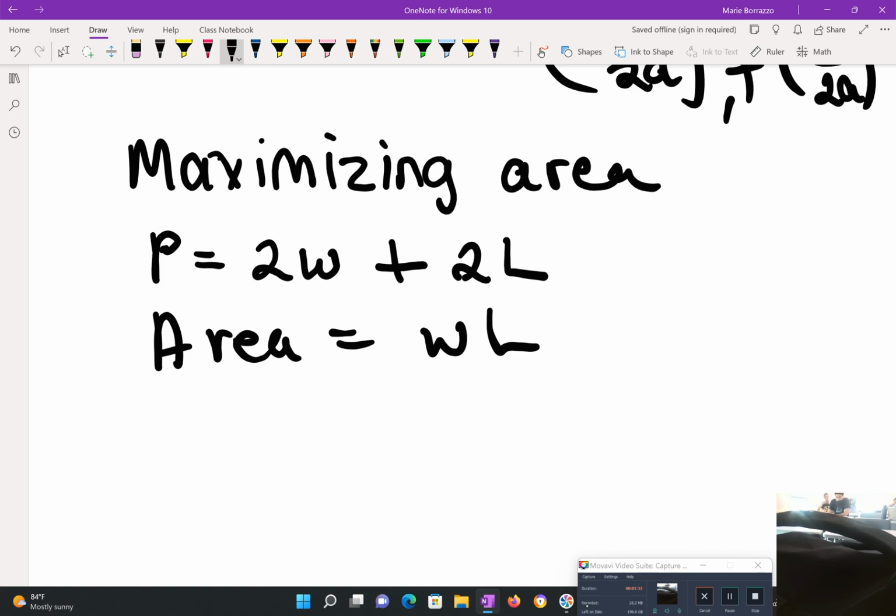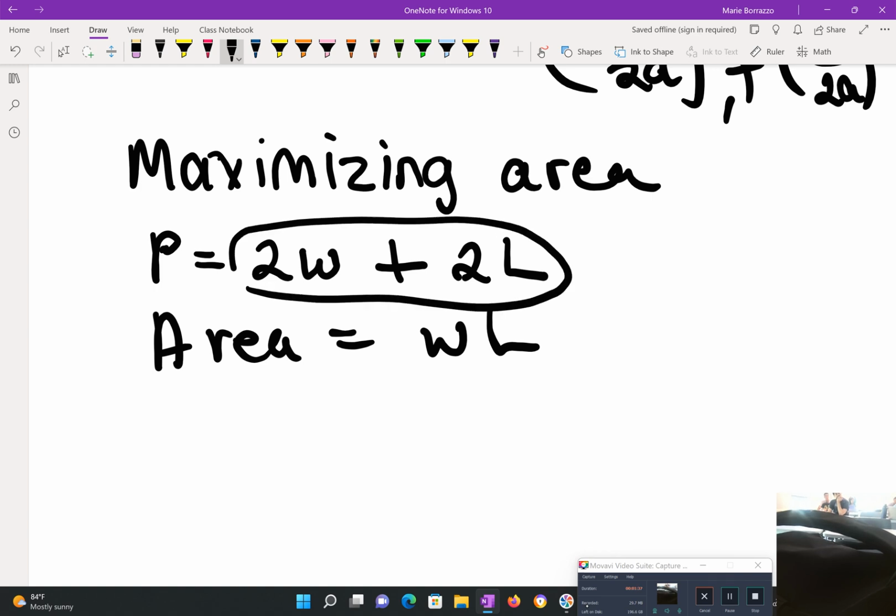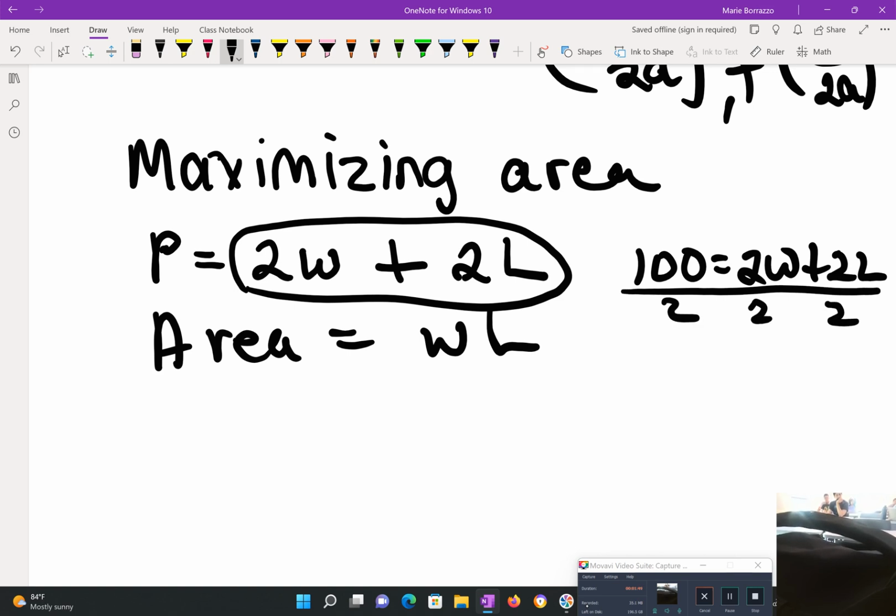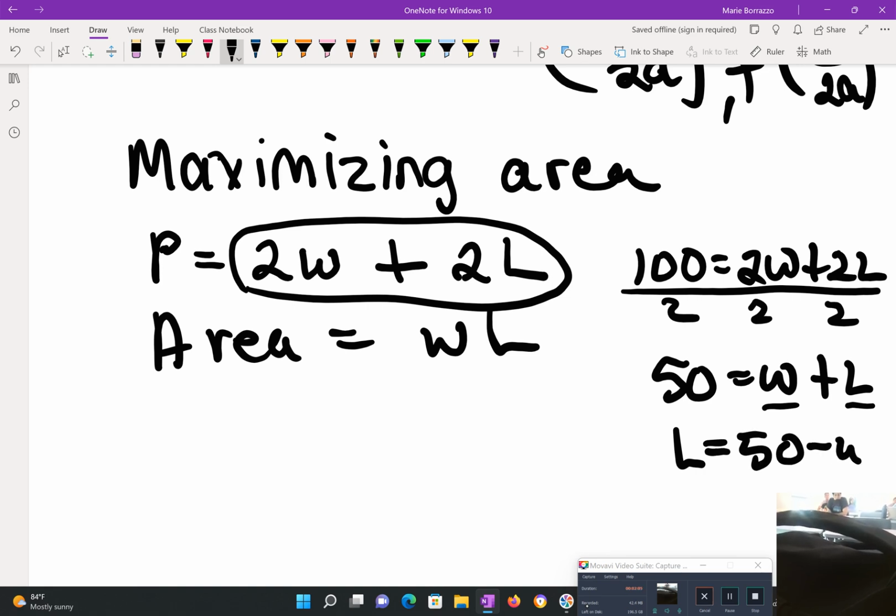What you typically would do is solve for one variable in terms of another. So for example, let's say that my perimeter was 100, and this was equal to twice width plus twice length. The rule of thumb is we would divide all of these by 2 since they're all even. Now I've got a new formula, which is 50 equals W plus L. Now I can solve for L or W, doesn't matter. Let's say hypothetically I solve for L, and L is now equal to 50 minus W.